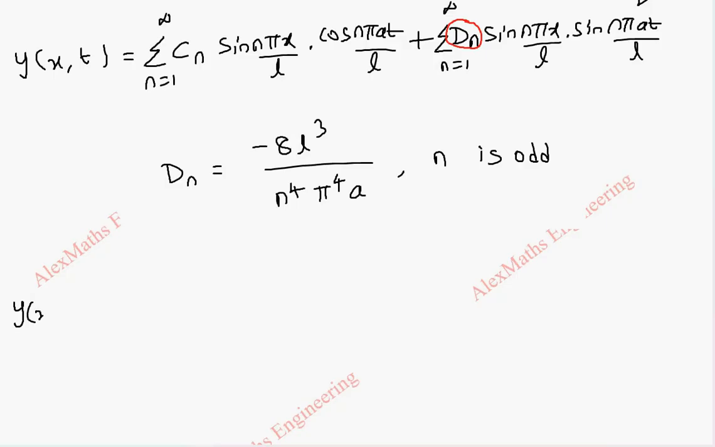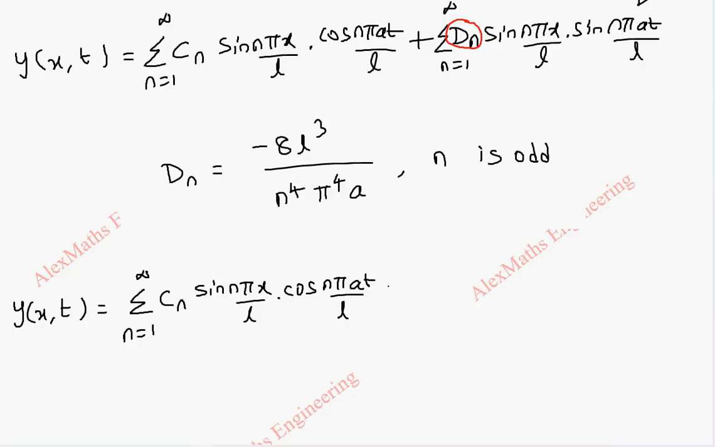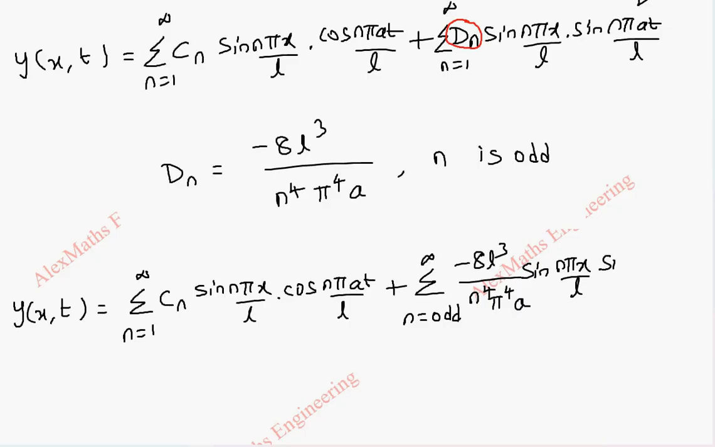So y of x comma t will be summation n is from 1 to infinity Cn sin n pi x by L into cos n pi at by L plus summation, now n is from odd till infinity and we have Dn as minus 8L cube by n power 4 pi power 4 a into sin n pi x by L into sin n pi at by L.